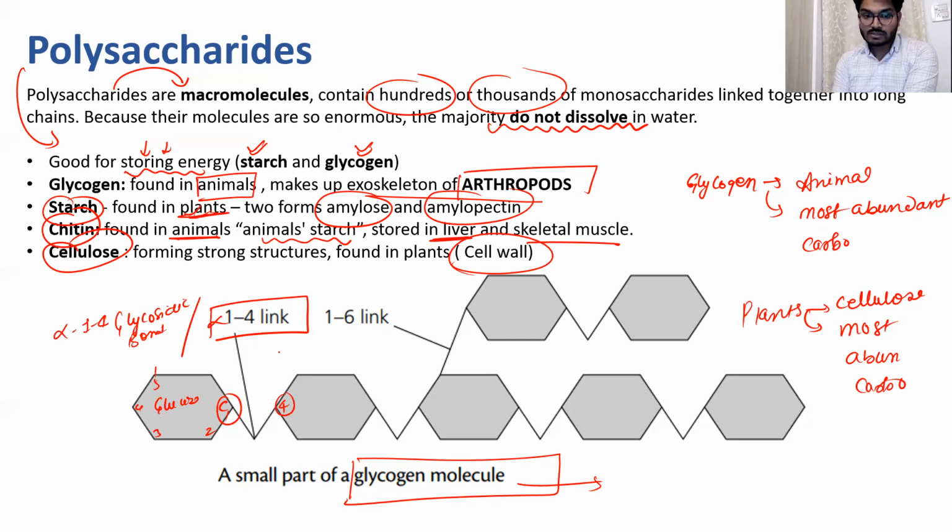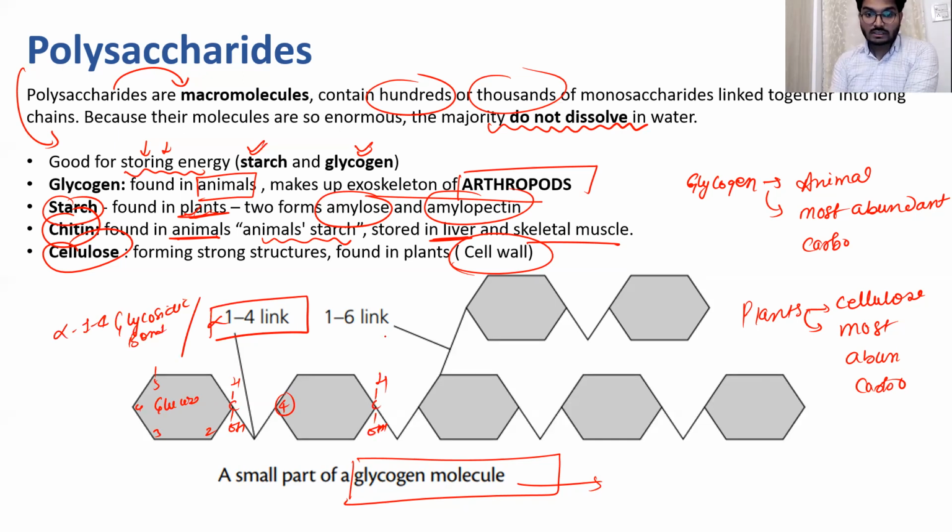Why am I saying alpha? Because see here, it is going to be something like this. Not OH, the H will be above, so it is going to be CH, and here it is going to be OH. Here it is going to be H, and here it is going to be OH, right? So that's why it is alpha glucose, right?